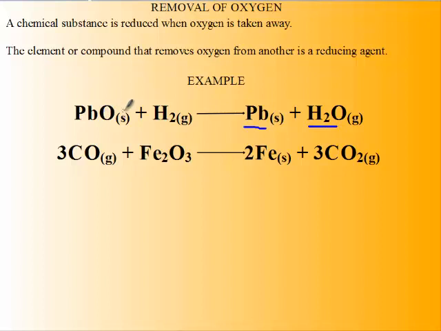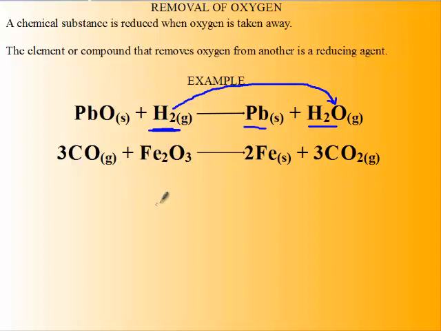Okay? And then I said that the substance will always end up with more oxygen than it initially had. Over here, hydrogen did not have any oxygen atom. But in the end, hydrogen had one oxygen atom here. So this hydrogen is a reducing agent in this equation. It is a reducing agent because it has taken oxygen away from the lead.